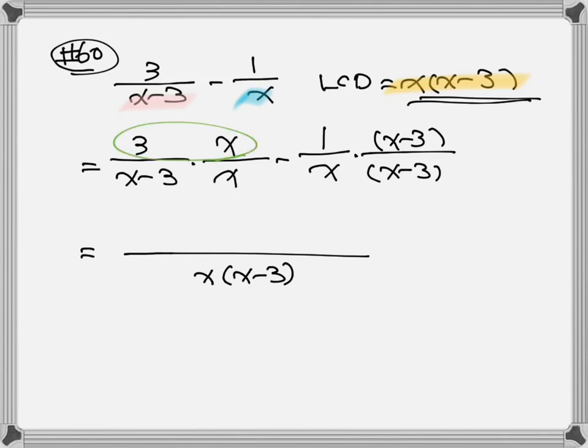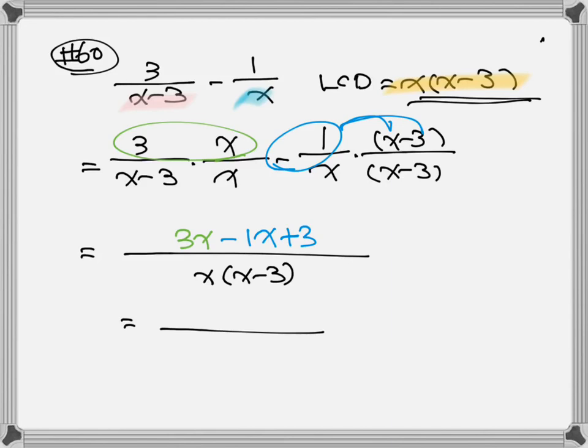Then after that, I multiply the numerator. If I multiply this, it gives me 3x. Don't do the minus yet, because the minus will be a little bit different. So for the minus, let's do this. Take the negative 1 and multiply it into the parenthesis. So that becomes negative 1x plus 3. After that, let's combine like terms. 3x minus 1x gives me 2x. Then bring down the plus 3. The denominator stays the same. Then that's my answer.